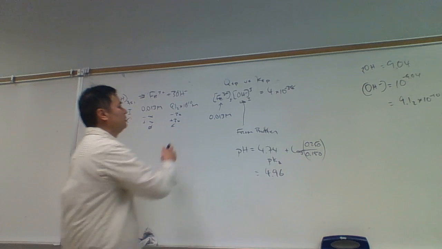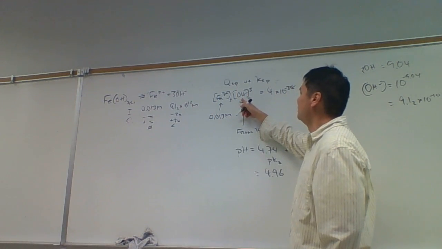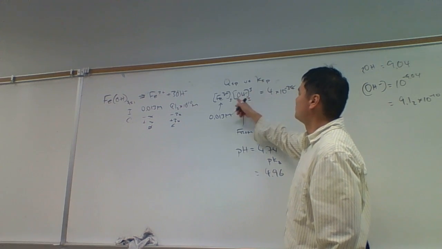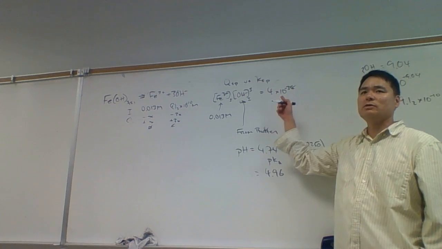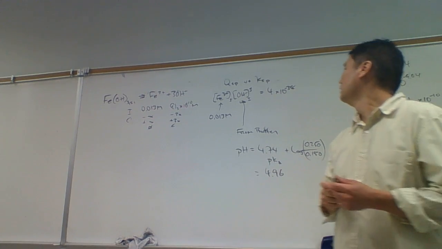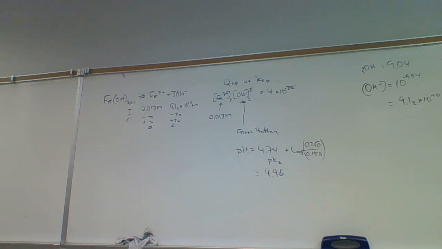In order to do that, we calculate Q, we'll plug that in here, 9.12 times 10 to the minus 10 cubed times 0.013. Does it come out greater than, equal to, or less than 4 times 10 to the negative 38? Can you calculate that and see? It comes out to 9.86 times 10 to the negative 3, which means what? It's bigger.